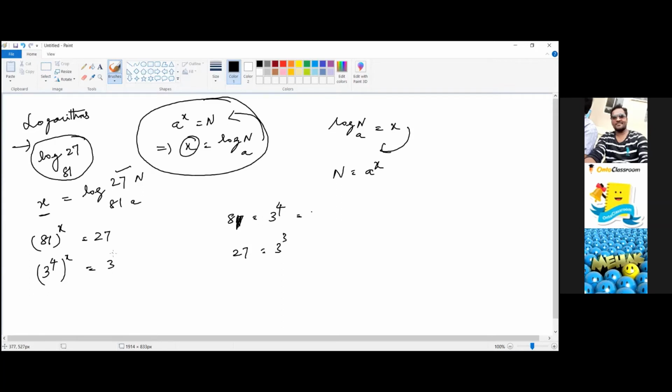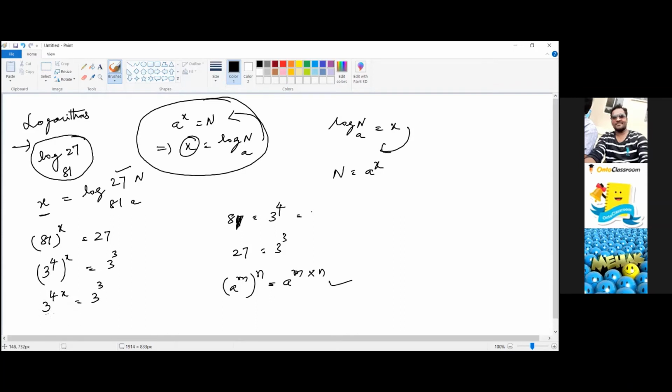So 3 power 4 whole power x: we have one formula in the law of indices, a power m whole power n, so we can write that as a power m into n. So we can replace that: 3 power 4 into x, so it will become 4x. It will be equal to 3 power 3.